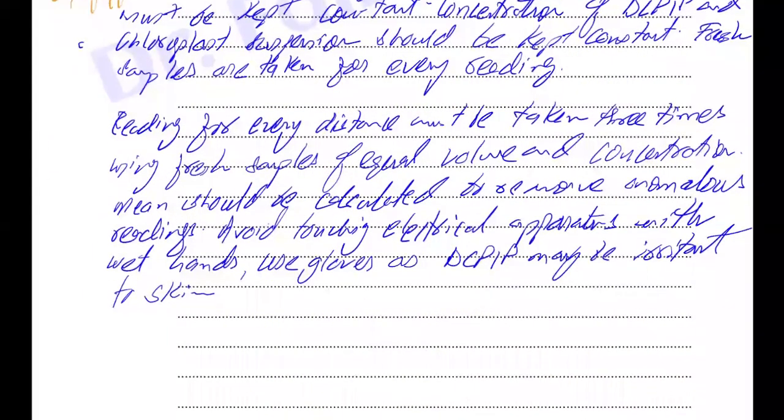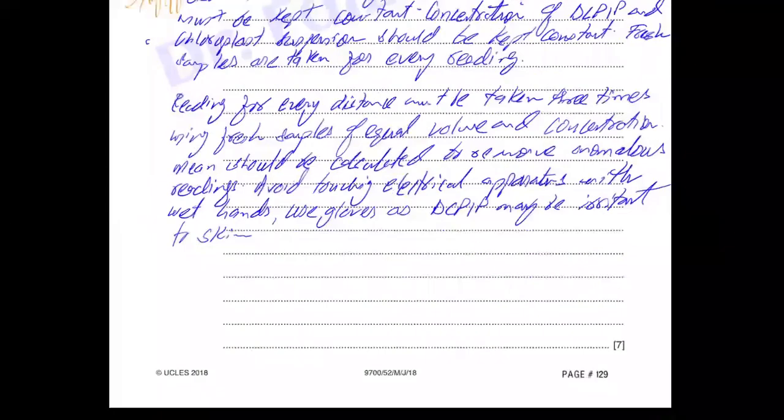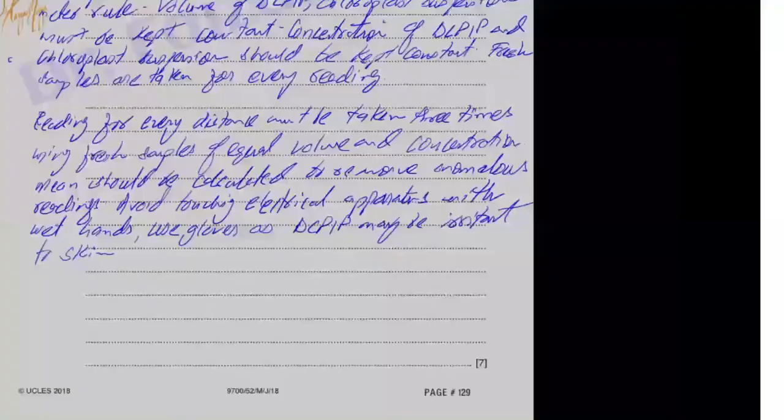Reading of every distance must be taken 3 times using fresh samples of equal volume and concentration. Mean should be calculated to remove the anomalous reading. Avoid touching electrical apparatus with wet hands because they can give an electric shock. Use gloves as DCPIP may be written into the skin. So this pretty much covers everything that you need to discuss, and that should fetch you 7 marks.